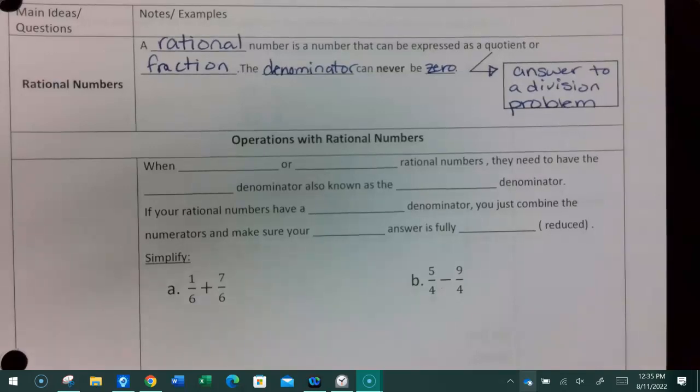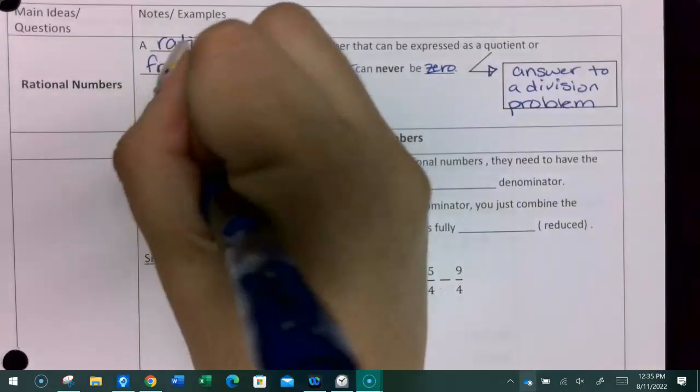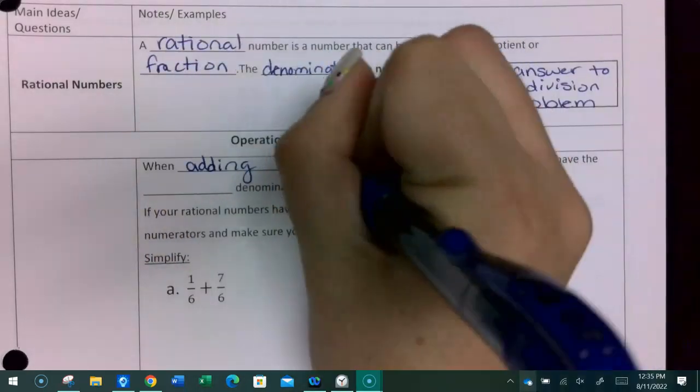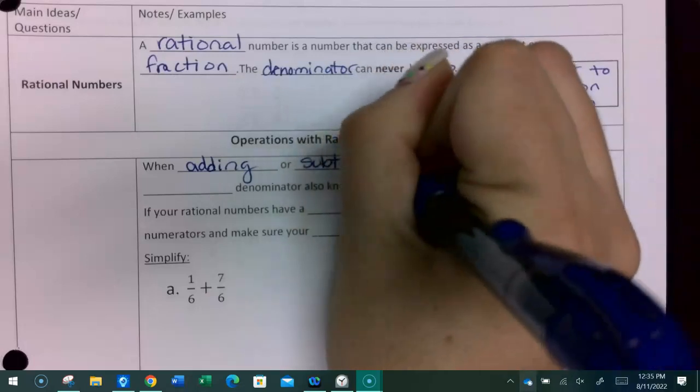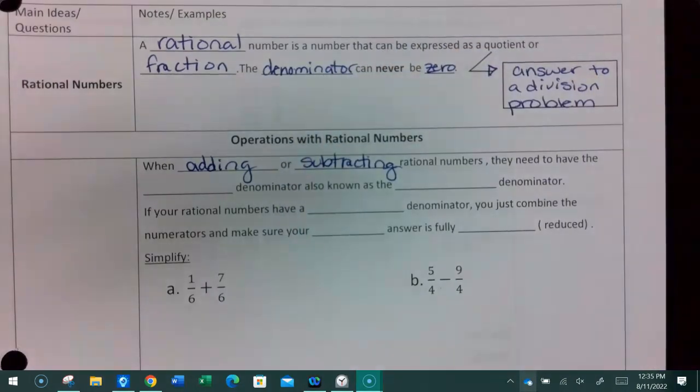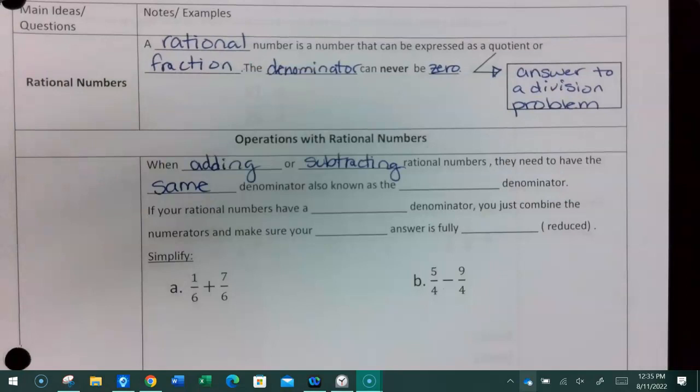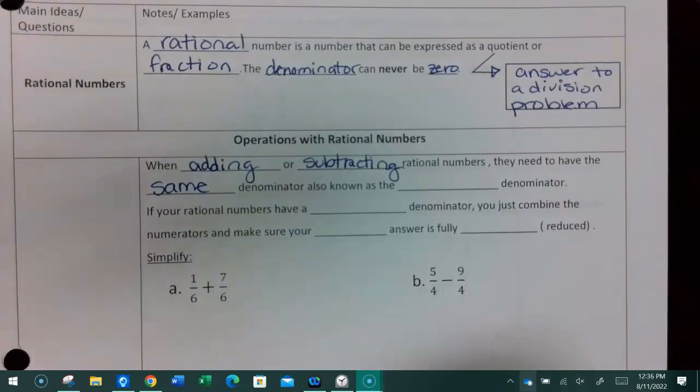Zero. Okay, so when we are adding or subtracting rational numbers, they need to have the same denominator. Remember, denominator means the bottom of the fraction. This is also known as the common denominator.